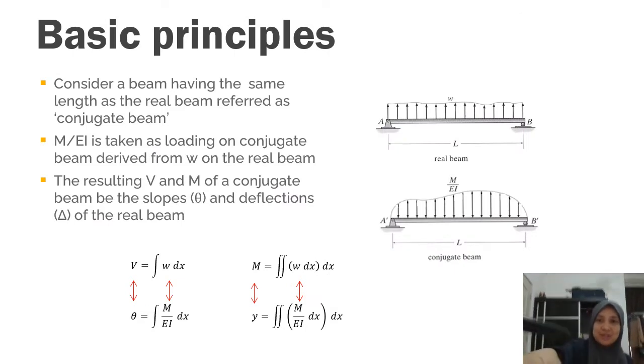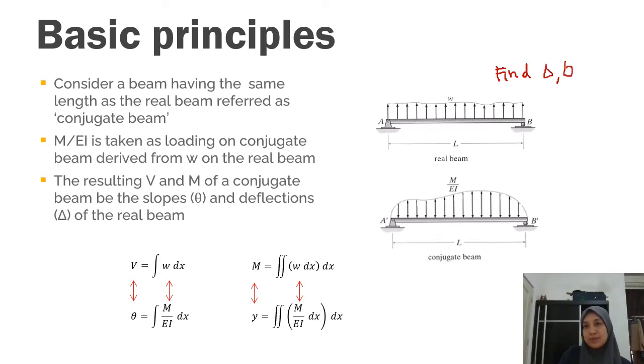To solve using the conjugate beam method, imagine that you have a real beam. This is your real beam, and for this real beam you want to find the deflection, or displacement, and also the slope of your real beam.